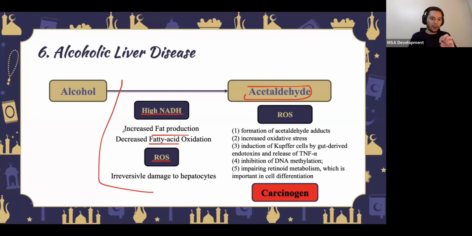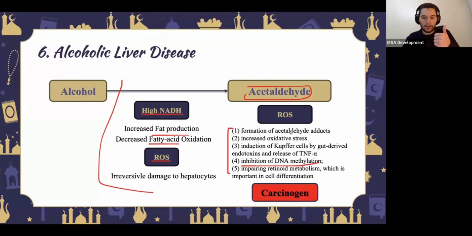Acetaldehyde, we leave it? No. Acetaldehyde itself is a reactive oxygen species, and it is categorized as a carcinogen, so it could lead to cancers if it accumulates for too long. Why is it categorized as a carcinogen? Because of a couple of things. Here are 5 reasons exactly found in your slides, to be honest. They could be easily asked about. And if I remember correctly, inhibition of DNA methylation was previously asked about.